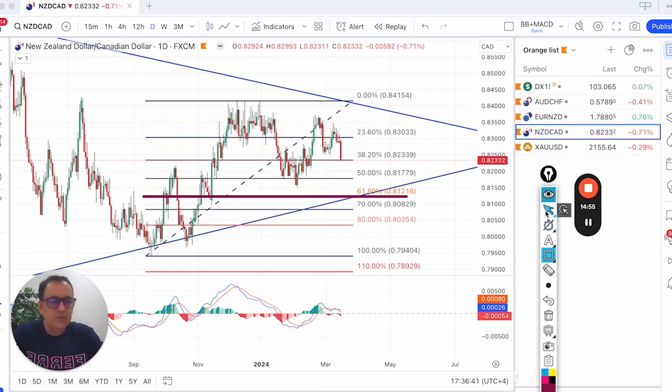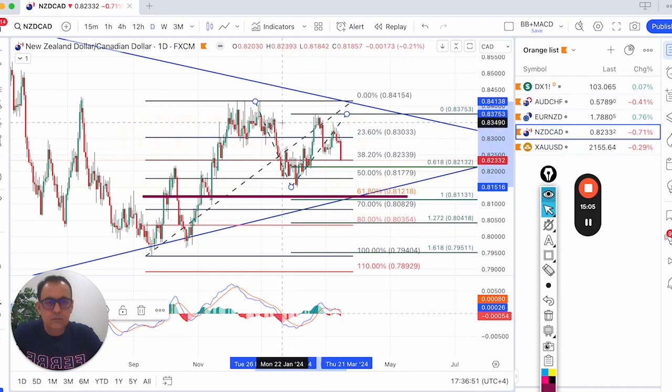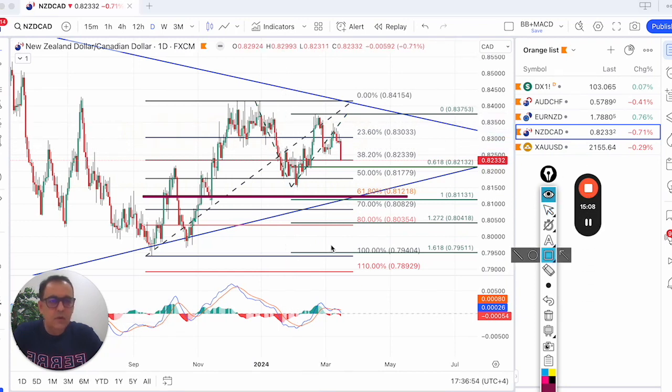At the same time, if I'm going to apply Fib extension in the downward direction, we have confluence of Fibonacci 100% extension in the downward direction coming exactly on the Fibonacci retracement 61.8 in confluence with the rising trend line. So there is a very strong confluence that the New Zealand Canadian dollar pair is expected to reach towards this area, that's 0.8113. So it looks bearish to me.